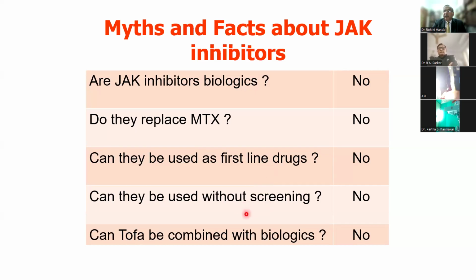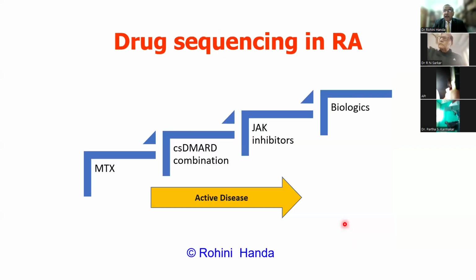Can you use them without screening? And the answer again is no. You need to screen before targeted treatments for Hep B, Hep C, latent tuberculosis. Can you combine tofacitinib with biologicals? And the answer is no, because of fear of profound immunosuppression.